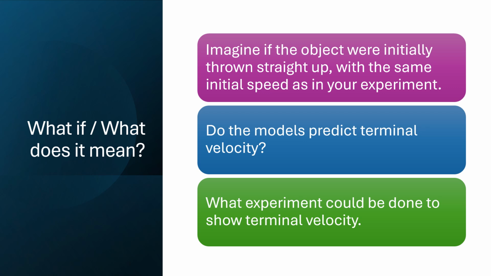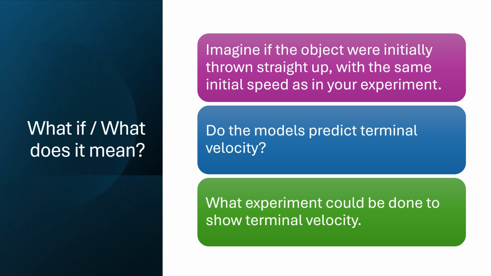So for our what if and what does it mean question, imagine if the ball were initially thrown straight up with the same initial speed as your experiment. If the ball were to be thrown straight up, we would expect it to land after the ball in our experiment landed, due to the fact that the speed of our ball in our experiment is split between the x and y axis, and the only axis that determines when the ball will hit the ground is the y-axis. So if you were to throw it straight up, the ball would have all its speed in the y-axis, meaning it would be a higher number, which means it would take longer for it to hit the ground.